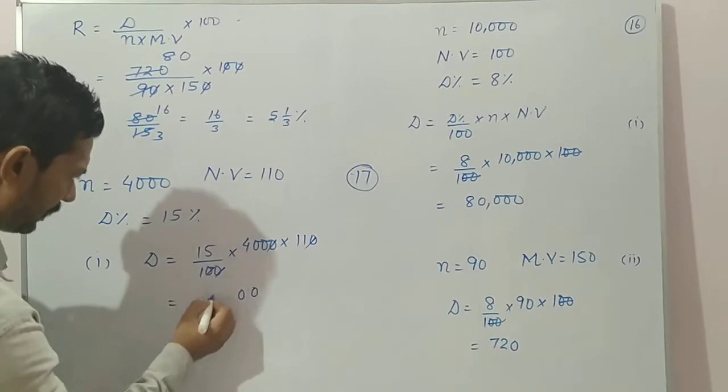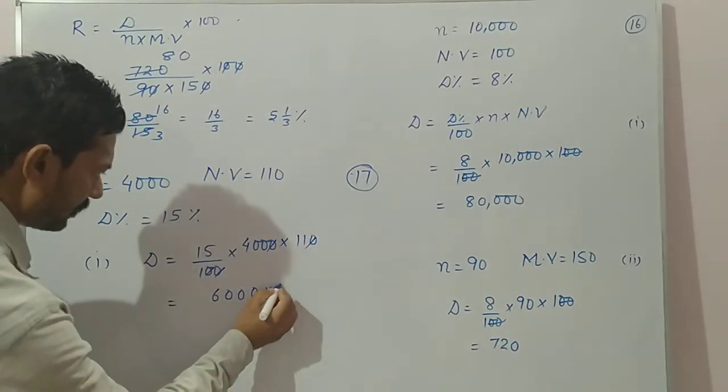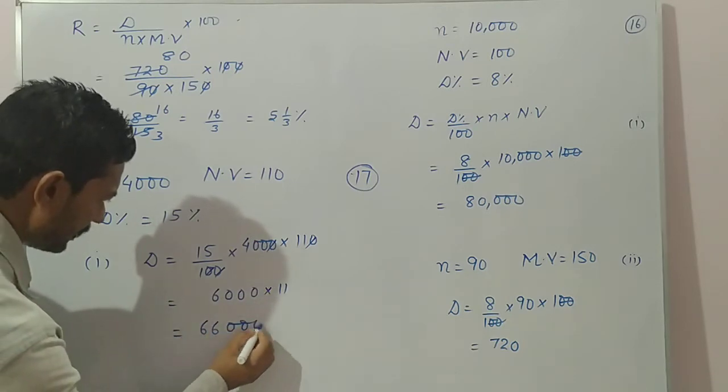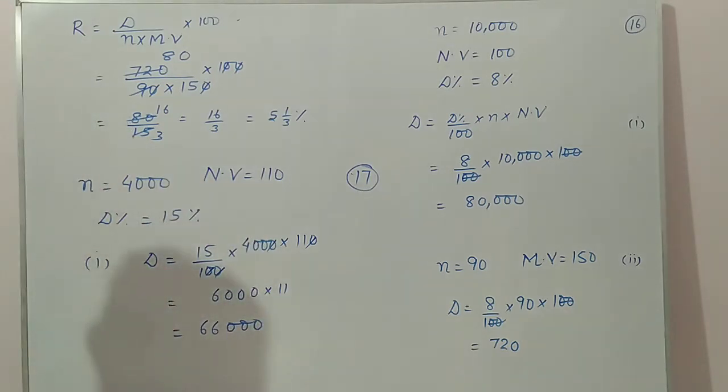Cancelling the zeros, 15 into 4 is 60, into 11, you are getting 66,000. Okay, next.